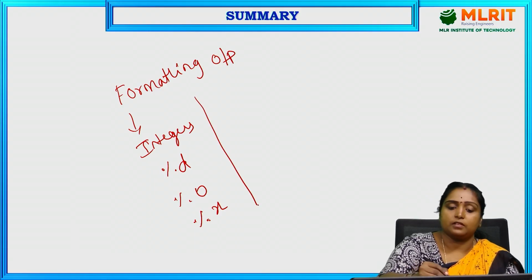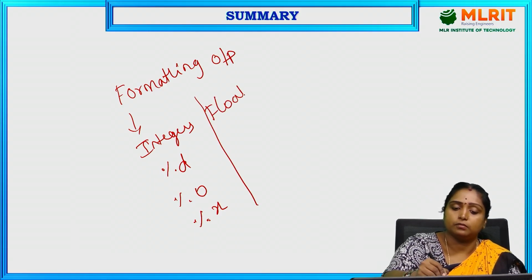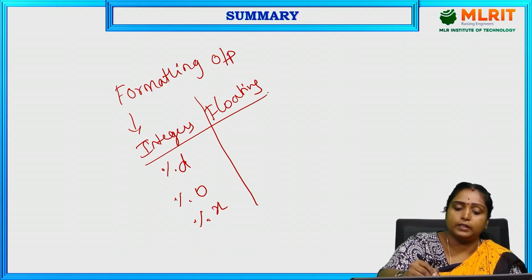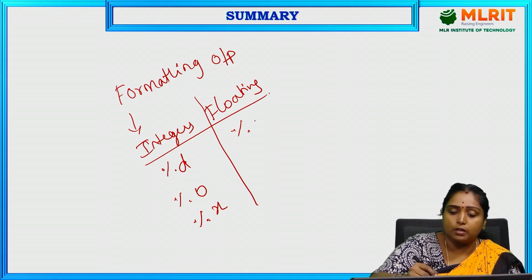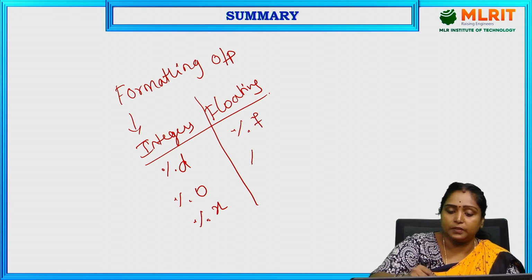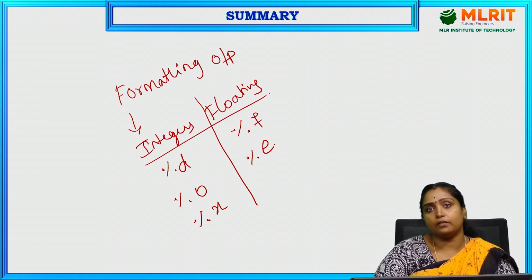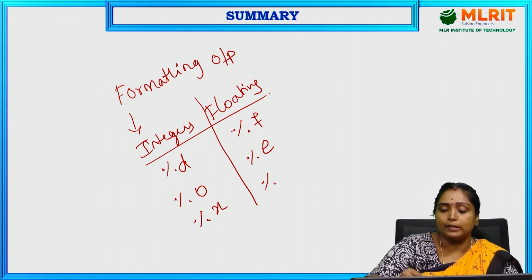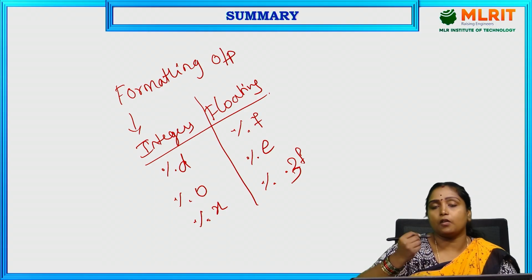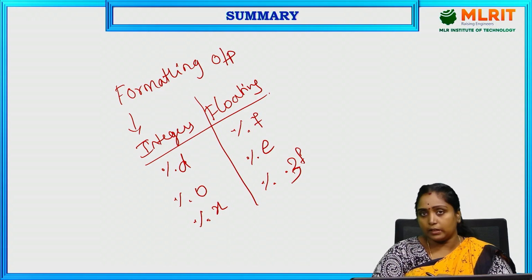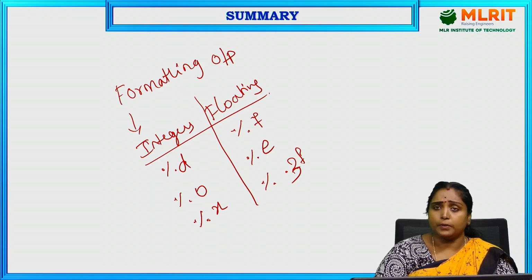Similarly, for the floating values, you can use the precision and width. You can use percentile F for float, percentile E for scientific values. If you want to print two decimals, you can use 0.2F, or if you want to print only three values after the decimal point, you have to use percentile 3F.